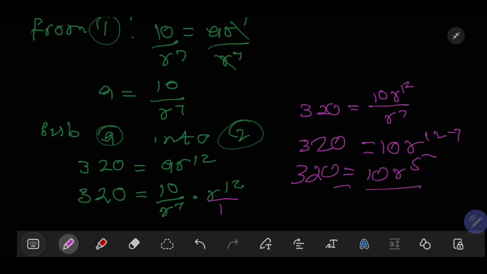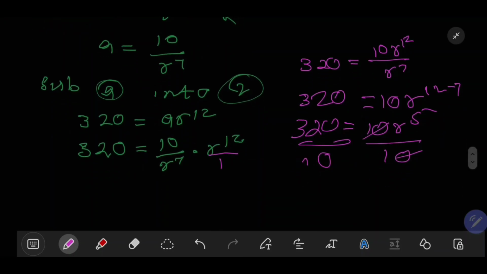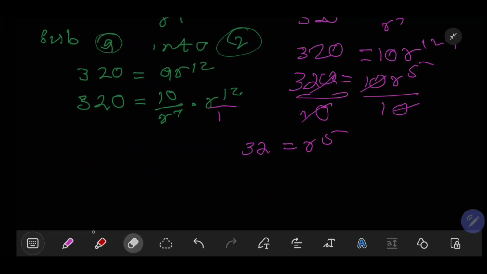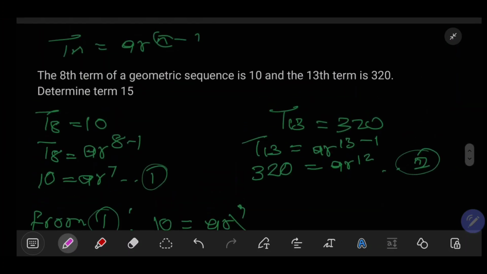Then we divide both sides by 10. 320 divided by 10 is 32, so we have 32 equals r to the power 5. Then we can take the fifth root of 32 and the fifth root of r^5, and our r value becomes 2. Okay, so we have our common ratio now.